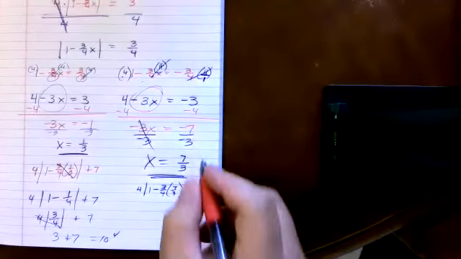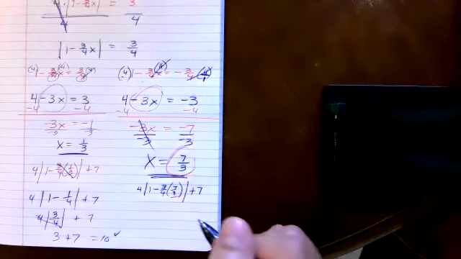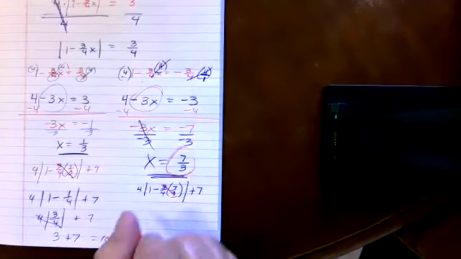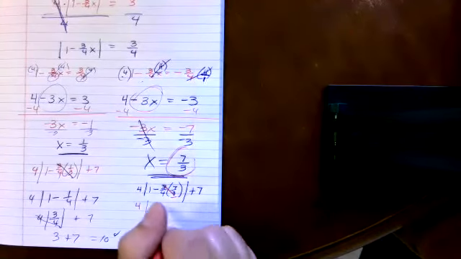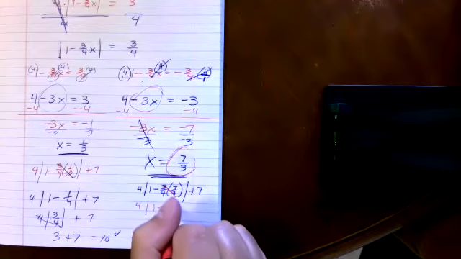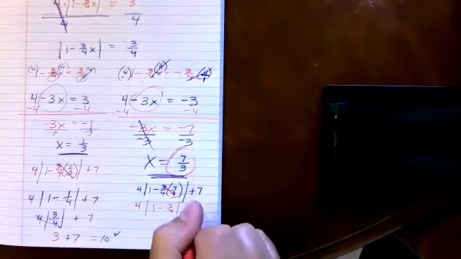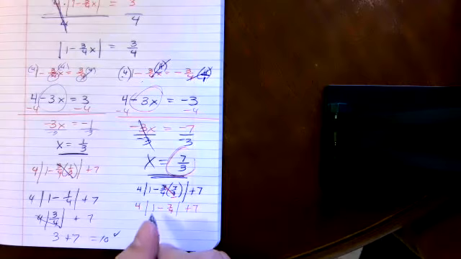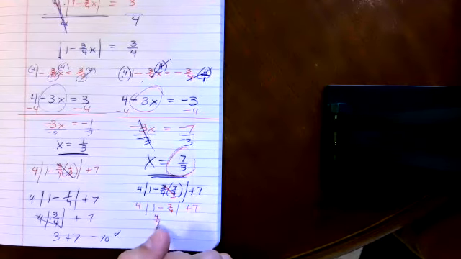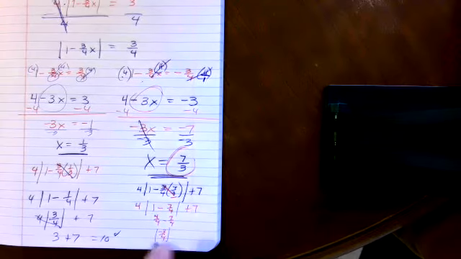Over here, we do the same thing. We're substituting in 7/3. My 3's cancel out. So I'm going to have 4 times the absolute value of 1 minus 7/4, plus 7. If you get confused here, remember, if you have two fractions and the denominators are the same, you could just add them. So I'm going to write that 1 as 4/4 minus 7/4. And that's where I'm getting my negative 3/4 from.